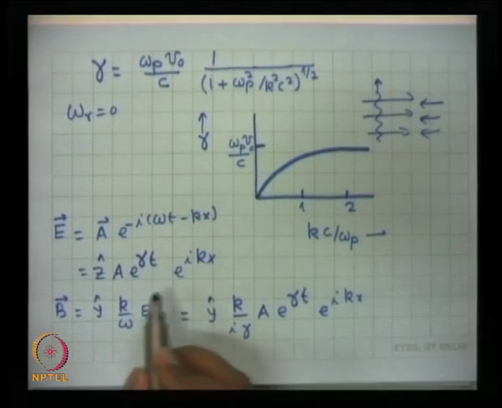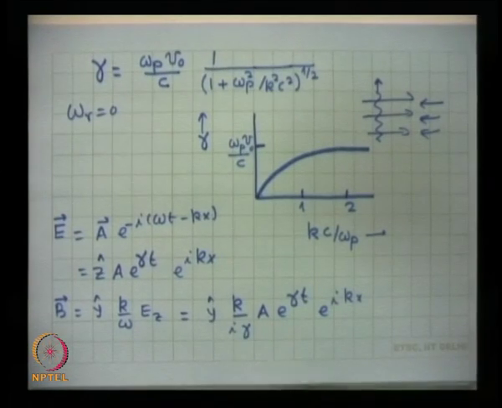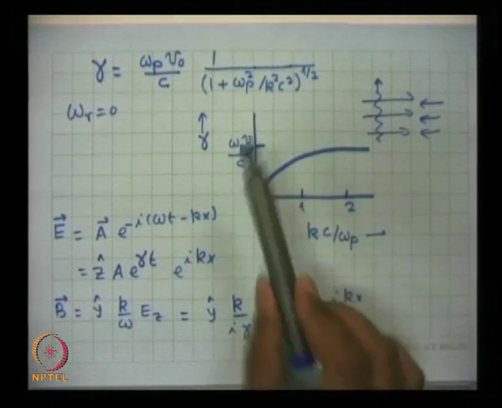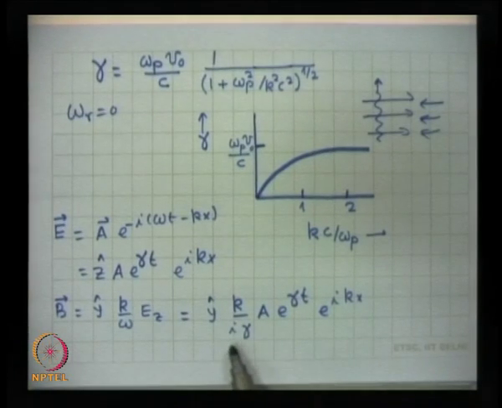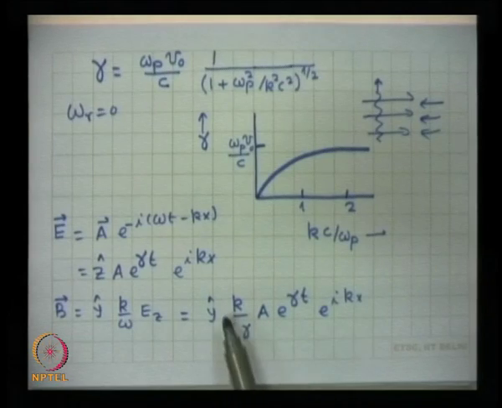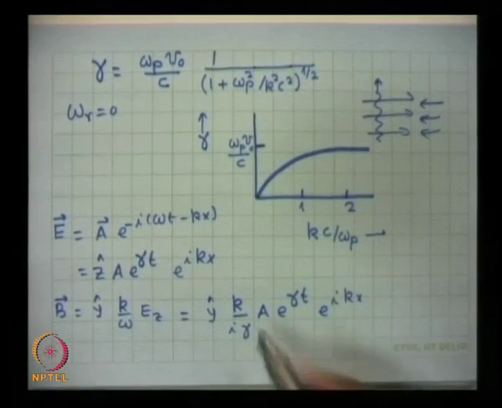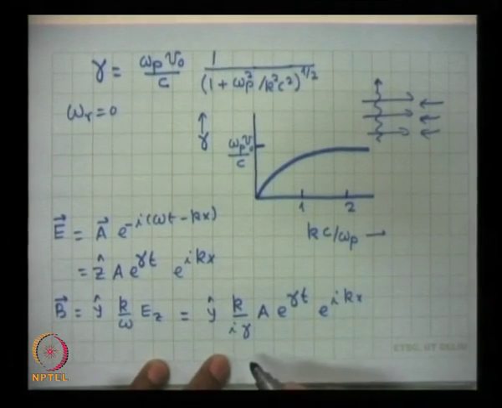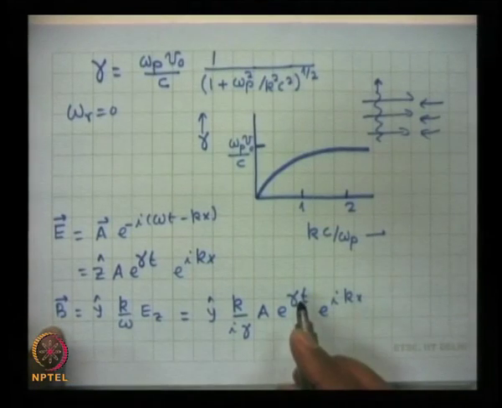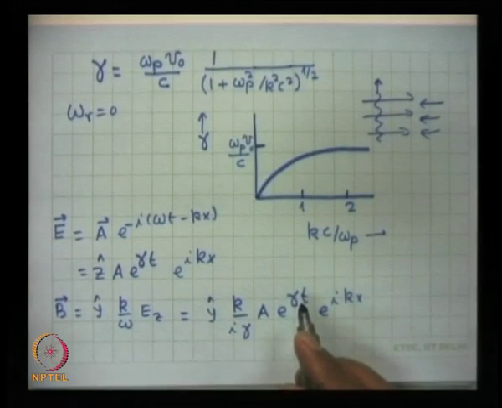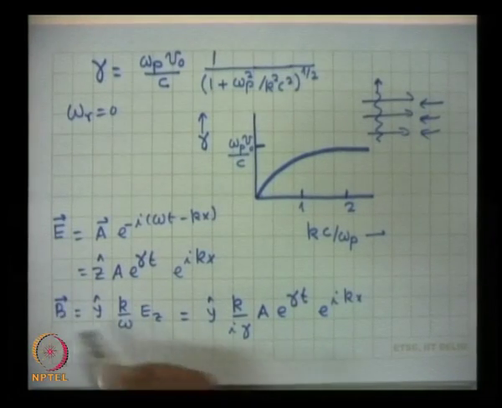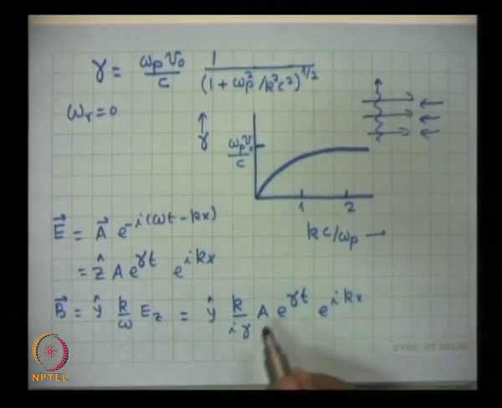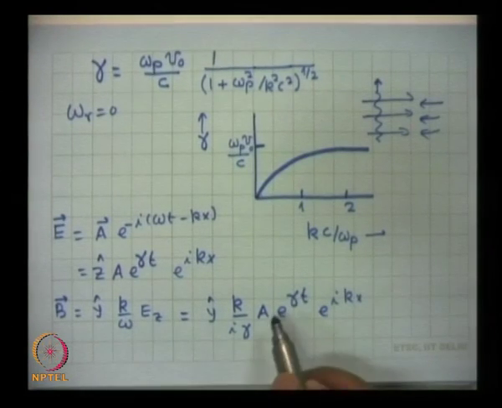Secondly, if you evaluate the quantity k upon gamma, because gamma is like omega p V0 by c, and kc by omega p, if you look at this quantity, this is quite large. Actually this turns out to be c by V0. So, this B field has much stronger influence on this mode than the electric field. This is a very strong magnet, so primarily this is a magnetic perturbation, though this has a finite Ez also, but this is primarily magnetic perturbation.